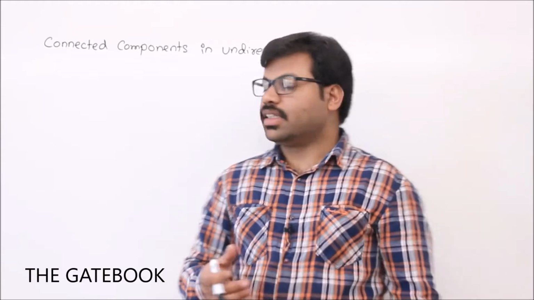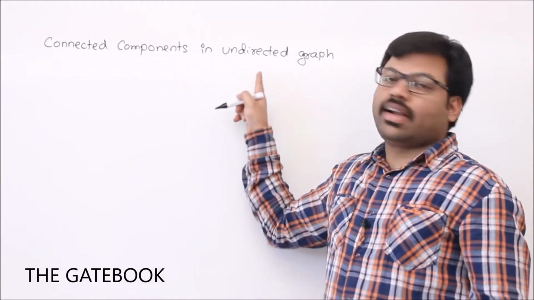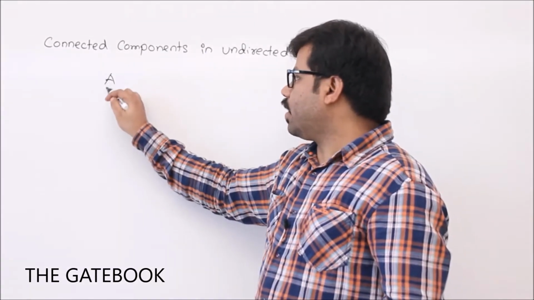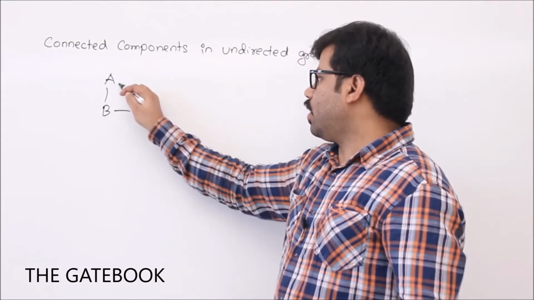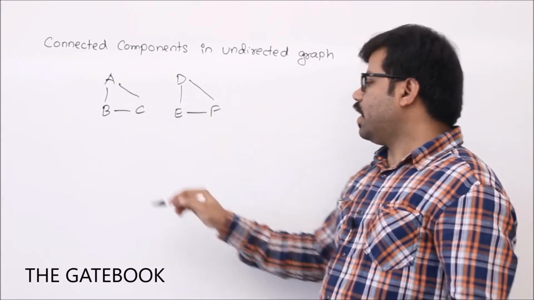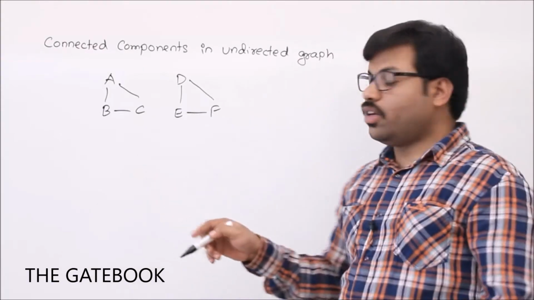See second application, that is finding connected components in undirected graph. How to find out connected components? We know that when you have a graph like this, A to B, B to C, let's say, and D to E, E to F, this kind of graph, we say that there are two connected components, correct? Do you remember one thing?